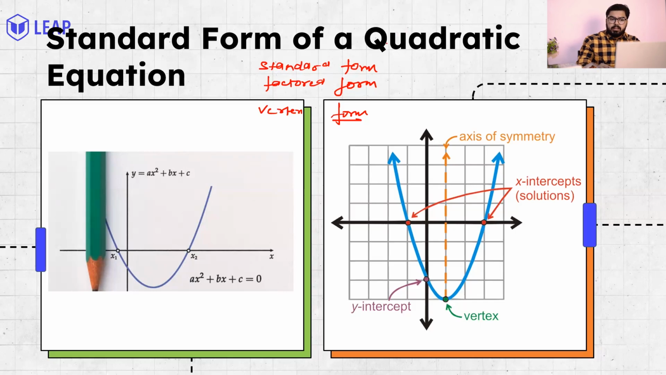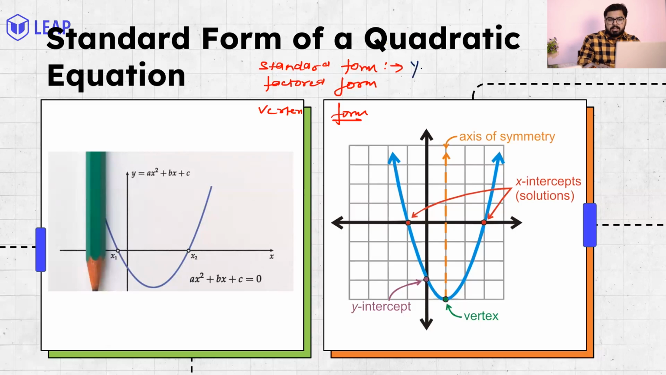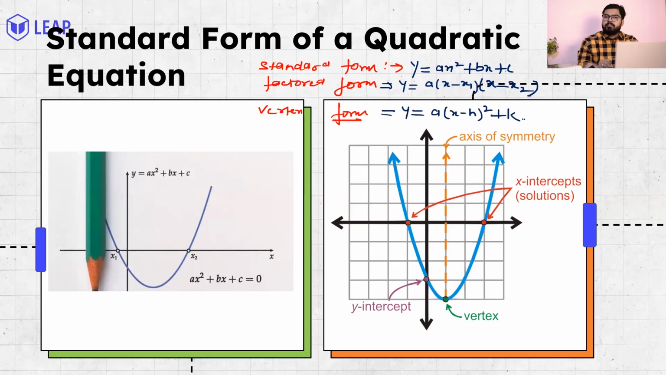Now coming to a standard form. So what is a standard form? A standard form looks like y equal to ax square plus bx plus c. This is the standard form of a quadratic, right? Now, what is a factored form? Factored form looks like y equal to a times (x minus x1) times (x minus x2). I will tell you the meaning of these things, x minus x1 and x minus x2. As of now, you can write it down. And the vertex form is y equal to a times (x minus h) whole square plus k. This is the vertex form, right?